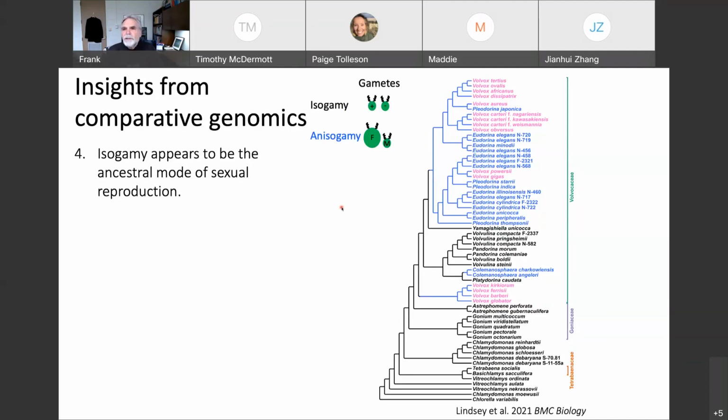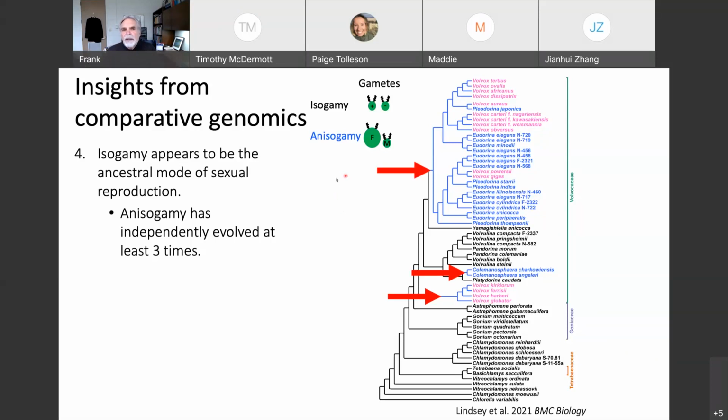So all of these organisms have a sexual phase. They undergo meiosis and produce gametes. The primitive phase, and this is what you see in Chlamydomonas, is isogamy, where you have plus and minus cells, and these different gamete types come together to have a plus minus diploid zygote, but they are the same size. However, anisogamy has independently evolved at least a couple of times in this group.